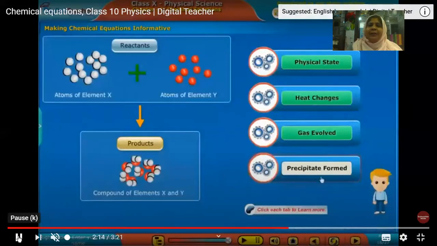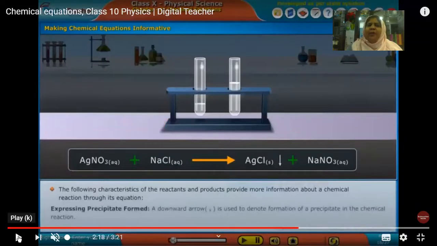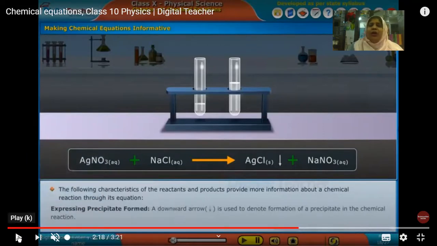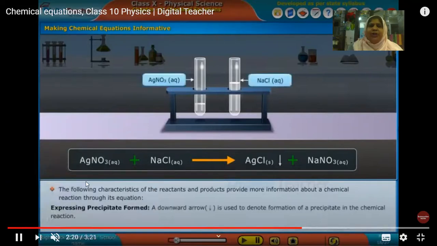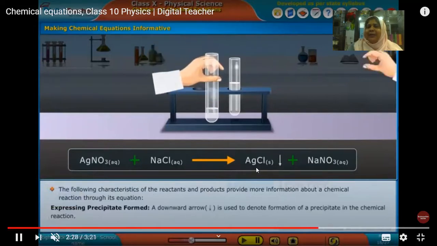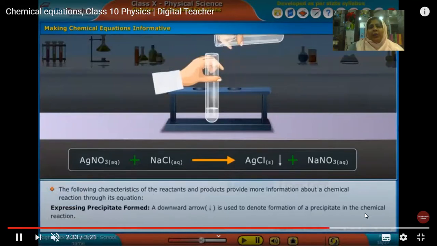And then let us see what a precipitate formed is. What do you mean by forming a precipitate? So this is a very common, simple and easy test that you can do in your lab also. Silver nitrate, which is in the aqueous state. So we are taking this solution in water, and this aqueous solution, silver nitrate and sodium chloride, gives rise, when this arrow is down, that means it's a precipitate, to silver chloride in a solid state and sodium nitrate in an aqueous state.